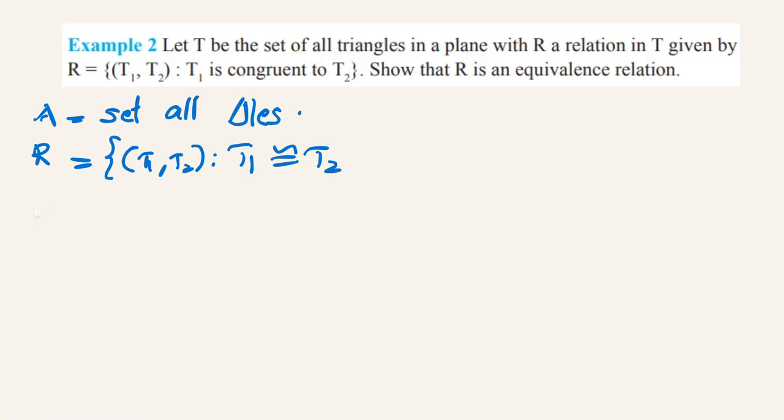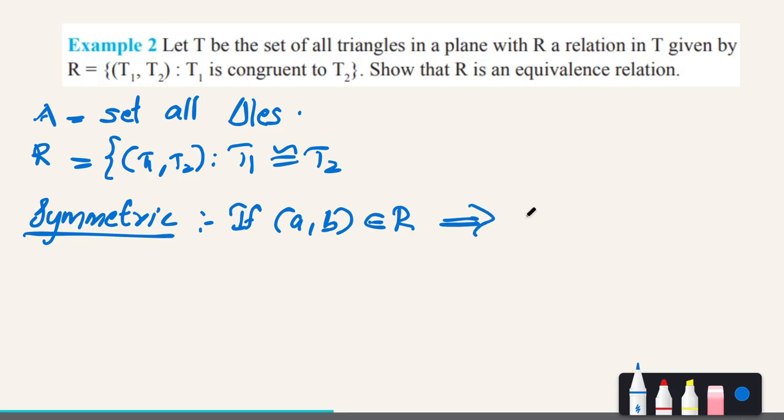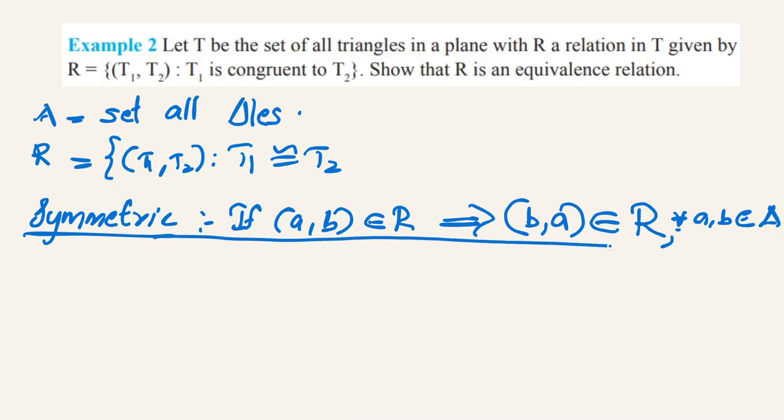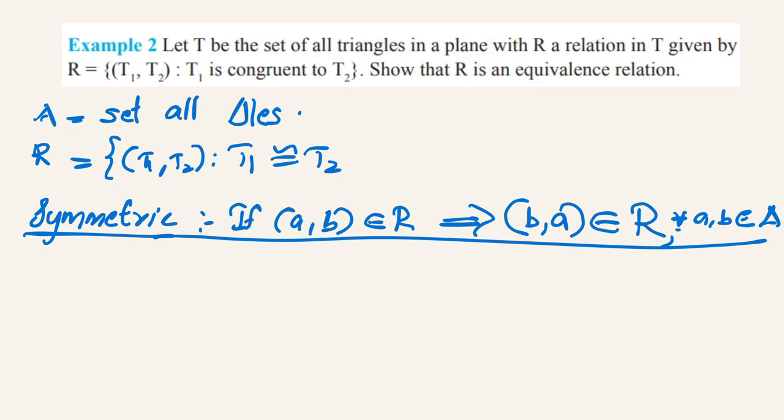Now we can check the condition of symmetric. So what is the condition of symmetric, dears? Yes, if the ordered pair (a, b) belongs to R, which implies that when we switch the order, that means (b, a) also should belong to R. This holds for all a, b belonging to the set. So each element we are taking from the set itself. So now we have to check whether it is symmetric or not.